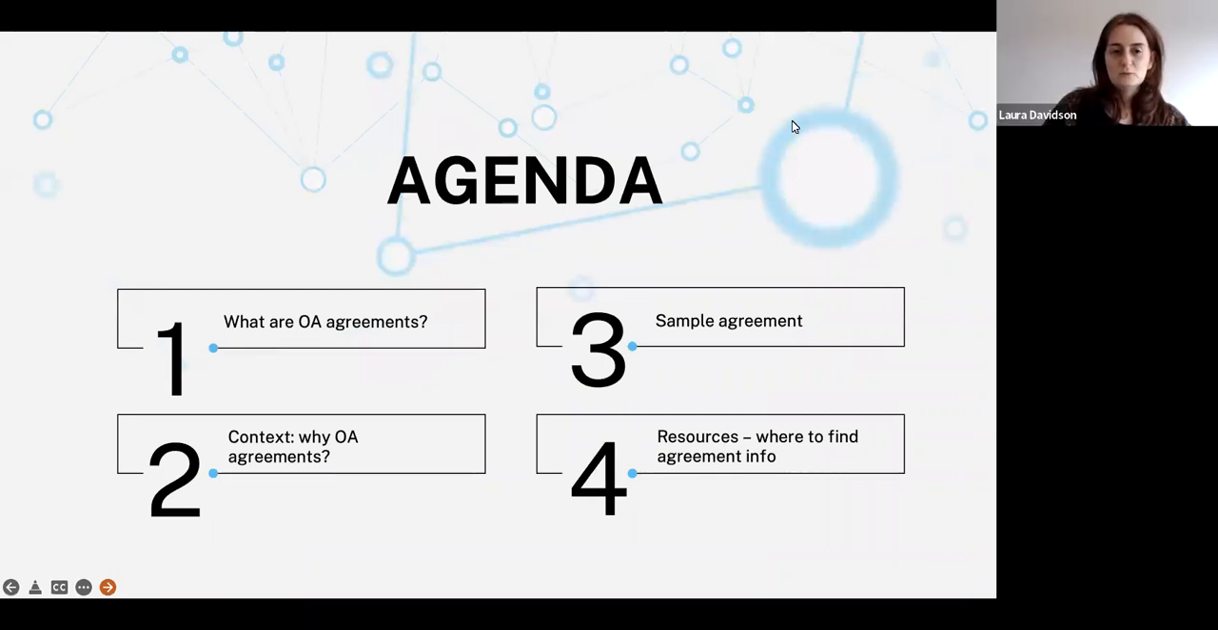Great. So the agenda today: we'll be talking you through what OA agreements are to begin with, and then we will be taking you through a bit of the context behind why there are open access agreements. Then we'll take a quick look at some sample agreements, and at the end, like the other webinars, we'll give you some resources to look at, so where to find agreement information. If you've got any questions while we're talking, please feel free to put them in the chat, but we'll also pause at some points through the presentation to give you time to ask questions.